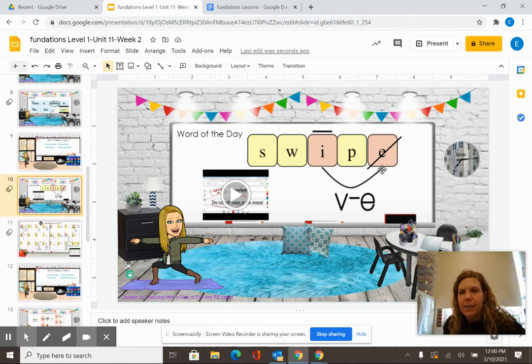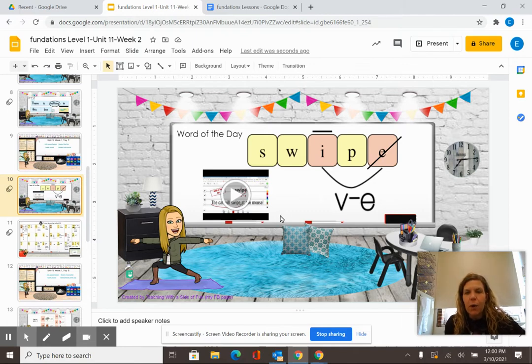Swipe. Notice I crossed the E out. I put vowel dash E because that E makes this I say I instead of I. We have a blend at the beginning of swipe. Now, if there was no E at all, the word would be swip, right? It would be a short I, but there is an E there, which makes that I long.